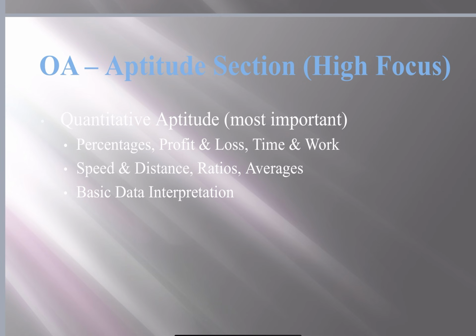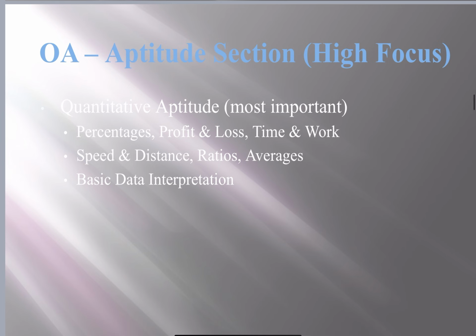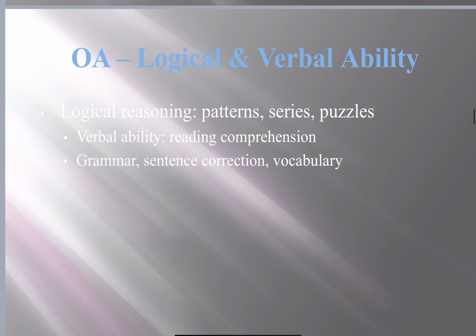So the points which are most important are the numerical reasoning part, quants and the verbal reasoning based on data interpretation and speed, distance, ratios, averages and all these topics should be taken into consideration for clearing the aptitude section. Considering the logical and verbal ability, it focuses on patterns, series, puzzles, grammar, sentence correction, vocabulary, and some comprehension questions also.